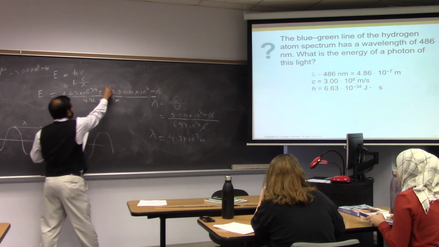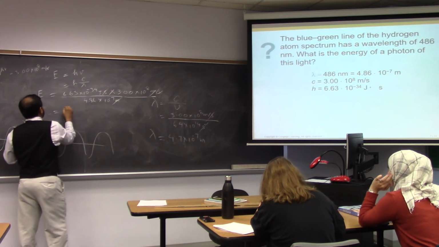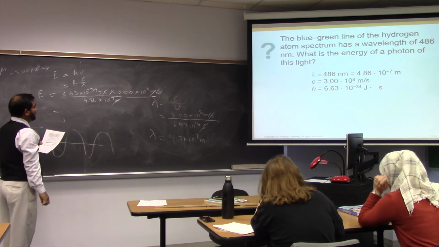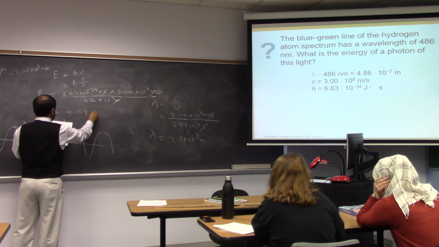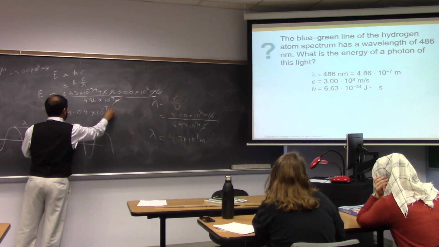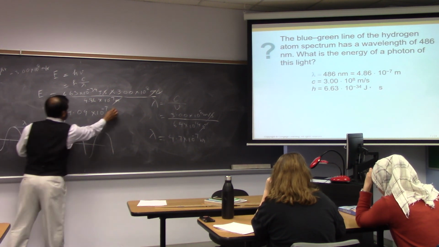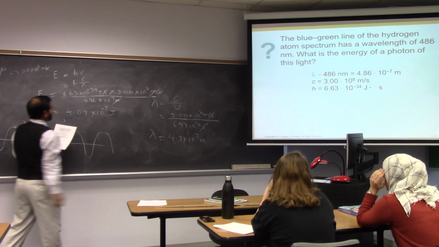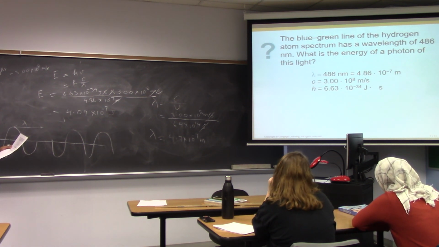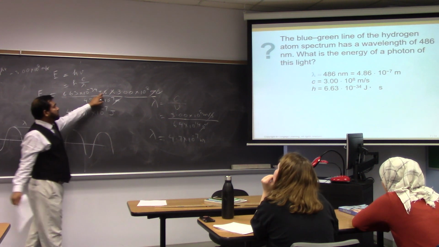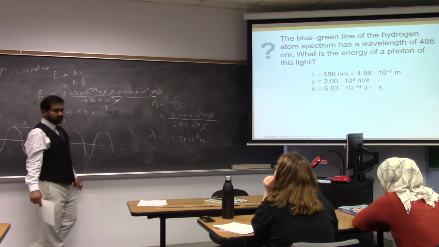So here you cancel out second and meter. So you're getting energy in joule. If you calculate that, you will have 4.09 times 10 to negative 19 joule. So the constant is joule second, not joule per second, joule second. Because if it is joule per second, then you can cancel out, because yes, top and bottom.